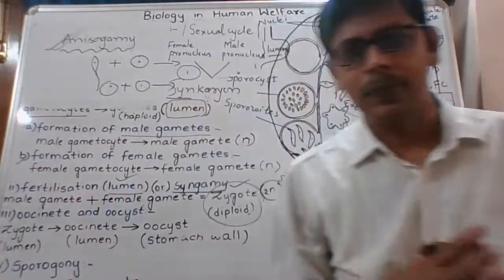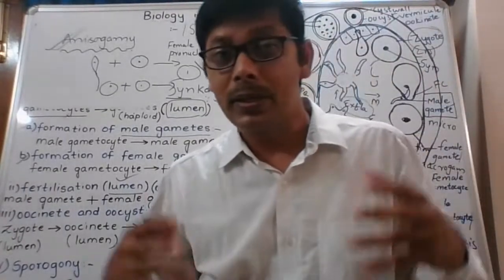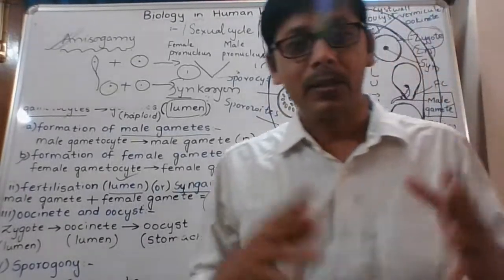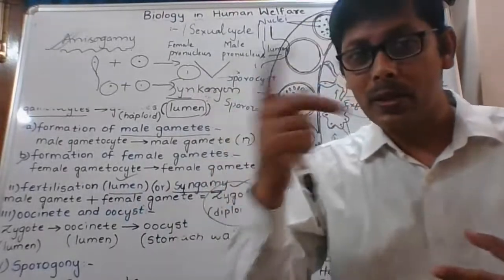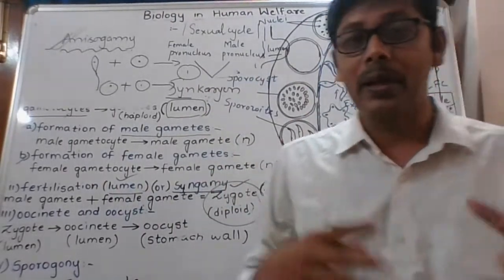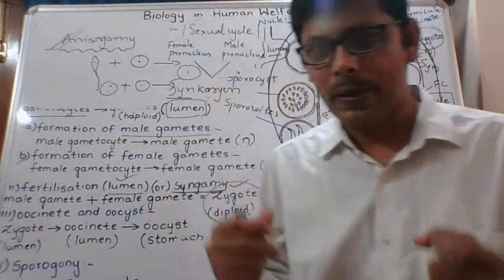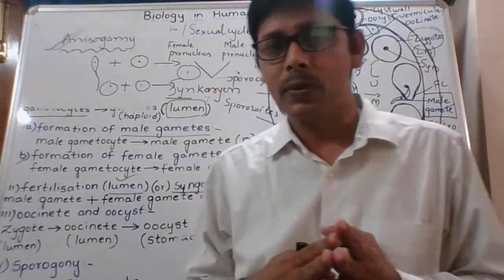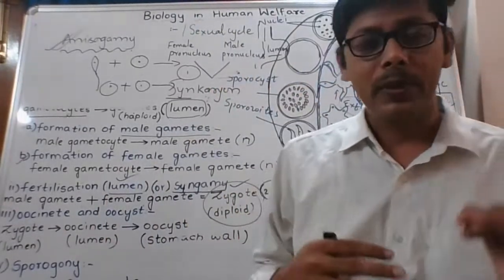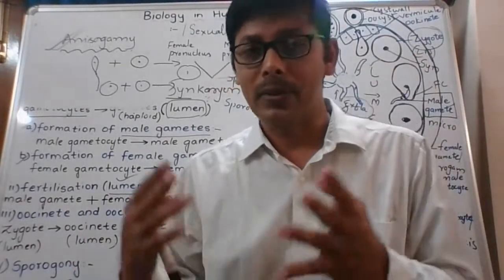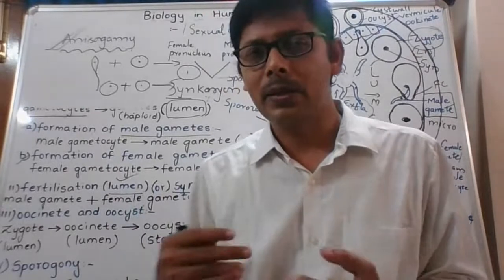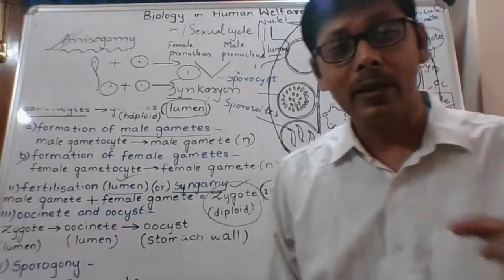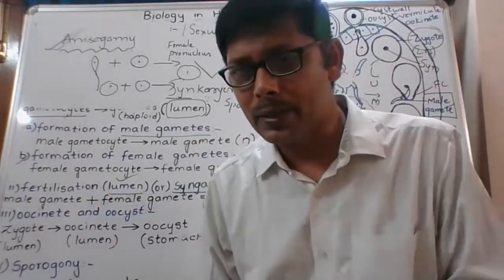Zygote is non-motile. Zygote is diploid. This is the first diploid stage here. It cannot move. It is round in shape. That's the end of fertilization. It is called anisogamy, because two dissimilar gametes are fusing here. We learned up to now the first step, formation of gametes, that is gametogony, which occurs in the lumen, and fertilization also occurs in the lumen. Okay, move on to the next one, that is formation of ookinete and oocyst.